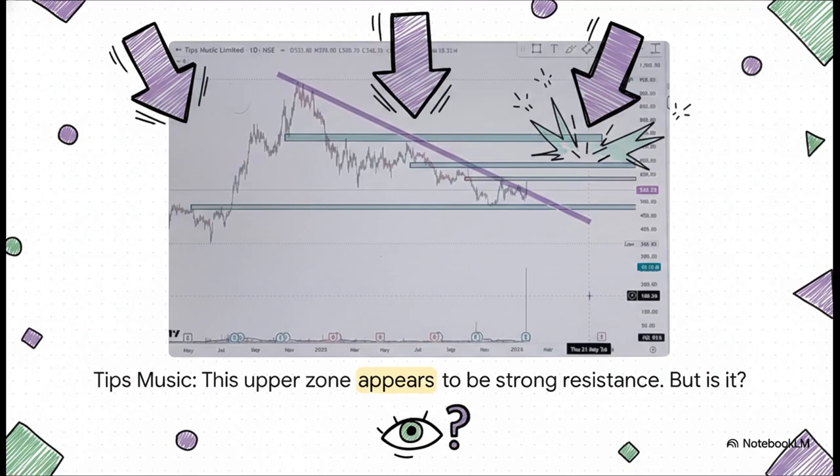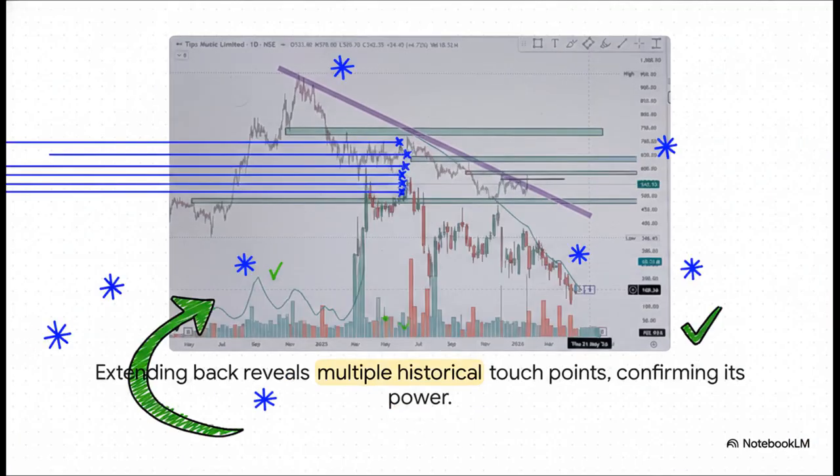We've got a chart of Tips Music, and it really looks like the price is hitting a ceiling up here, right? It gets rejected over and over. It looks like a strong supply zone for sure. But, you know, in trading, we can't just rely on what something looks like. We need proof. So what do we do?